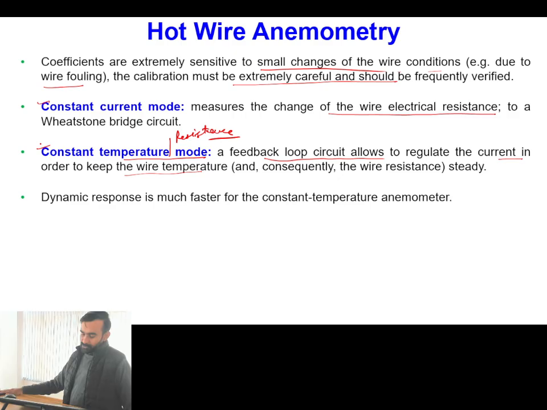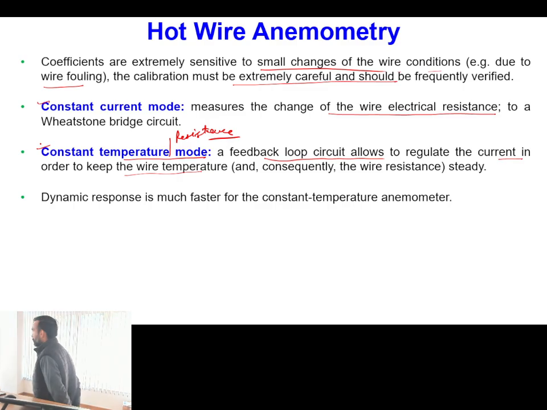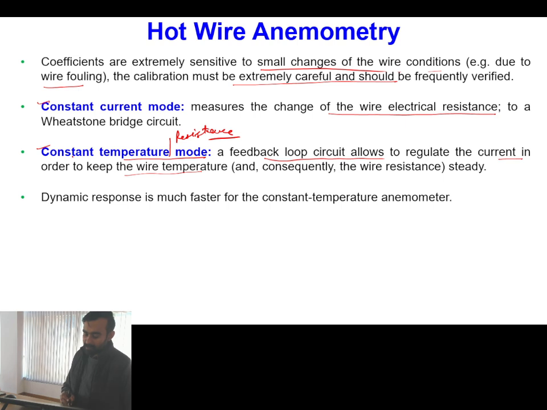So whenever we have to go for extremely fast, rapidly fluctuating flow situations, then we have to operate our system in constant temperature mode. Is this one clear?